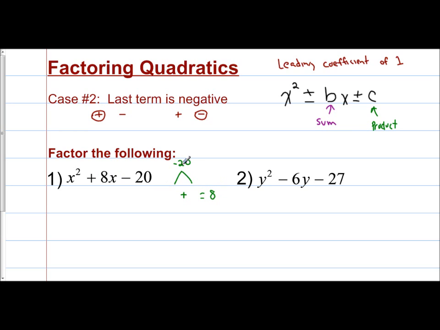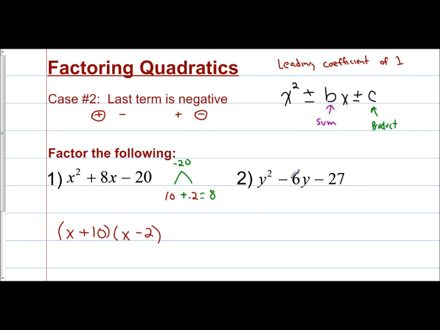And so I notice I have a negative product, which means one's going to be a negative and one's going to be a positive. But I have a positive sum. And so if I think about it, what numbers multiply to give me -20 and add to give me +8? I'm going to say 10 and -2. And the larger one has to be positive since you have a positive sum. And so your factors are x plus 10, a +10, and x minus 2, a -2.